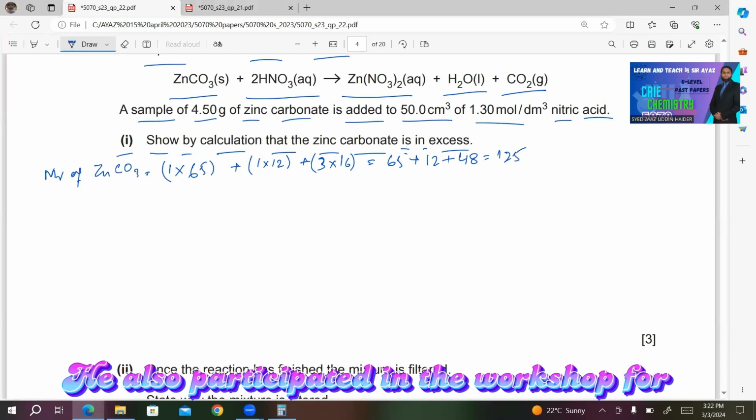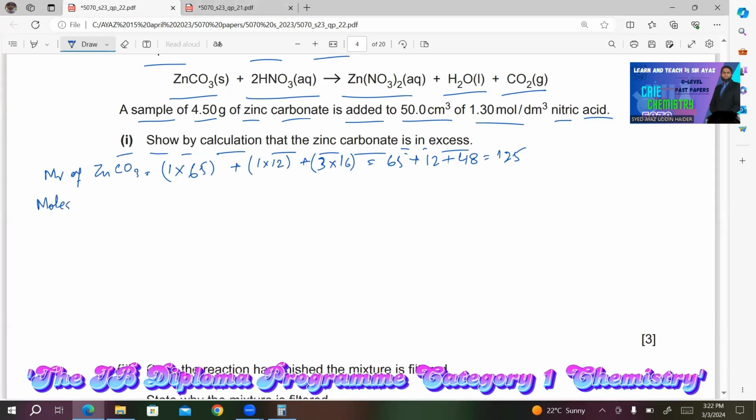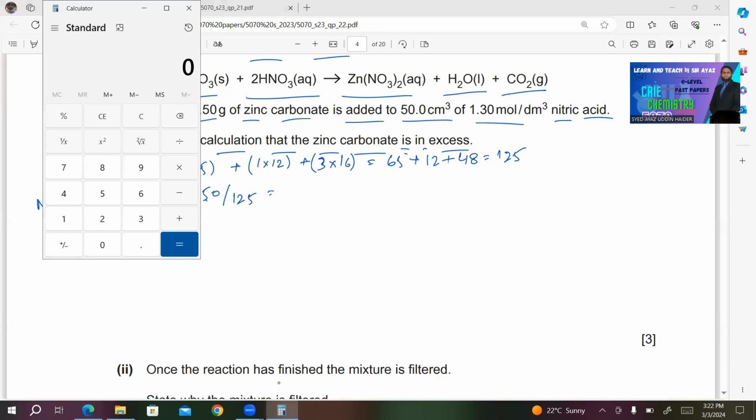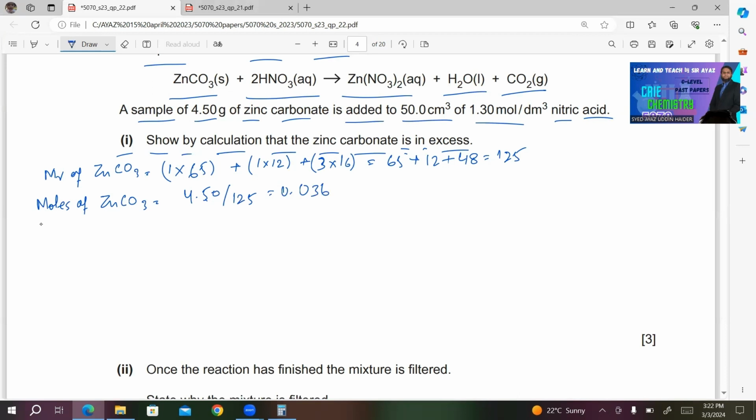Now, in order to calculate the moles of zinc carbonate, moles of ZnCO3, we need to divide the mass by the MR. 4.50 divided by 125. 0.036 moles. 0.036 moles of zinc carbonate or ZnCO3.